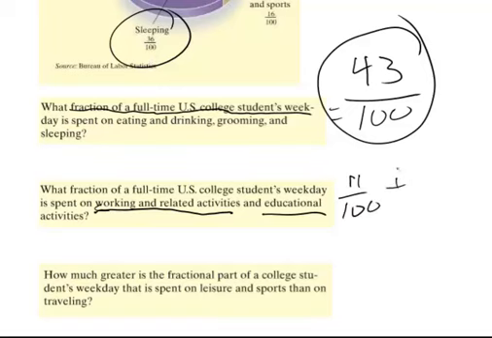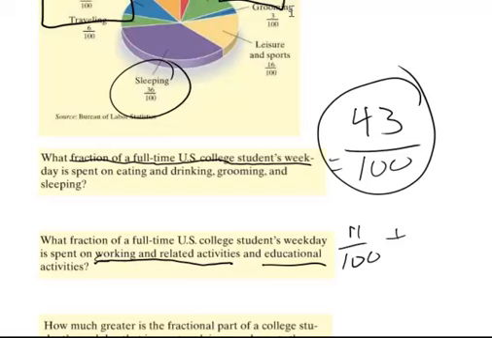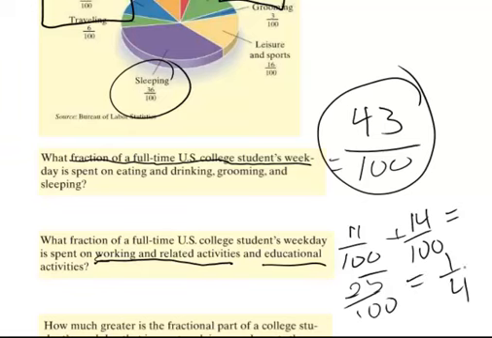And I know I'm adding, and I'm going to look for educational activities. Educational activities is right here. So let me bring that down a little bit. And now I have 14 over 100. When I add those two numbers together, that's going to give me 25 over 100, which I can reduce to 1/4.